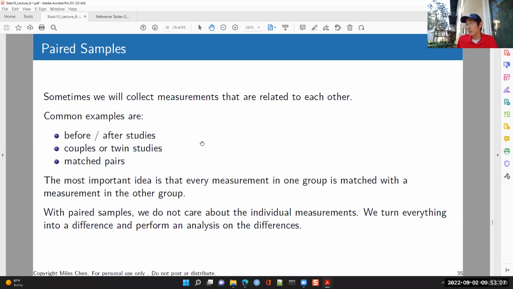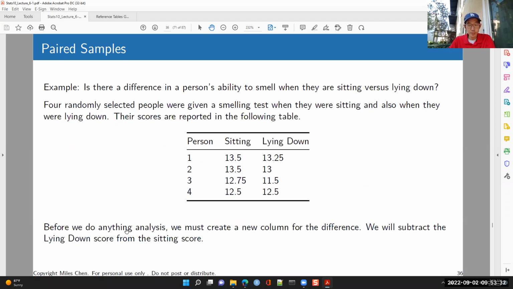And once you do that, it basically becomes either a confidence interval for one sample or a hypothesis test for one sample. You don't treat them as two separate values or two separate samples. Just treat it as one sample, okay? We don't care about the individual measurements. We turn everything into a difference, and then we just perform an analysis on the difference.